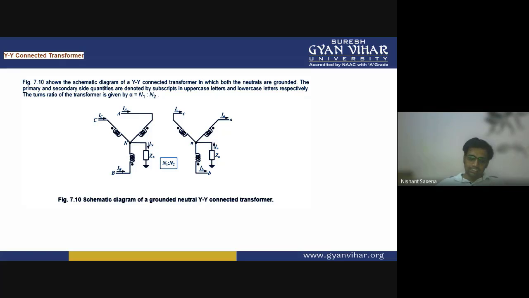The turns ratio is defined as N1 is to N2, where N1 is the number of turns for the primary side and N2 is the number of turns for the secondary side. The turns ratio is assumed to be alpha, which is equal to N1 upon N2.